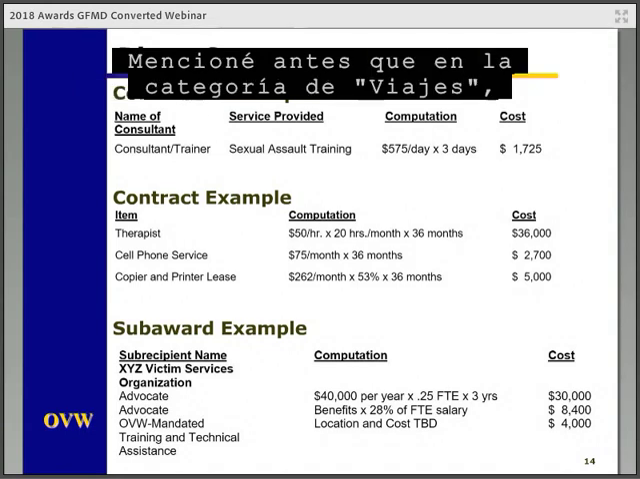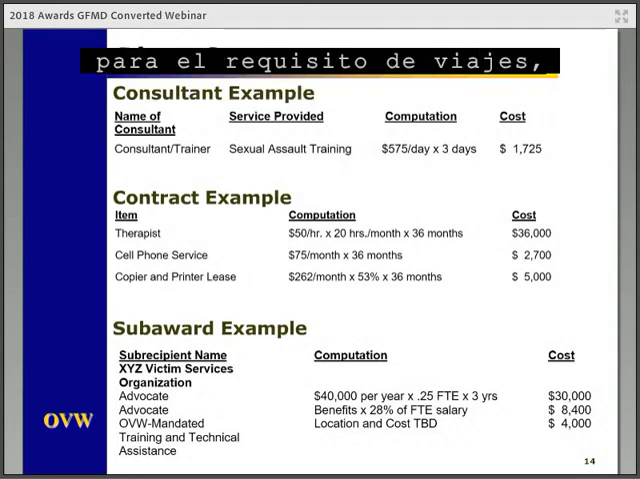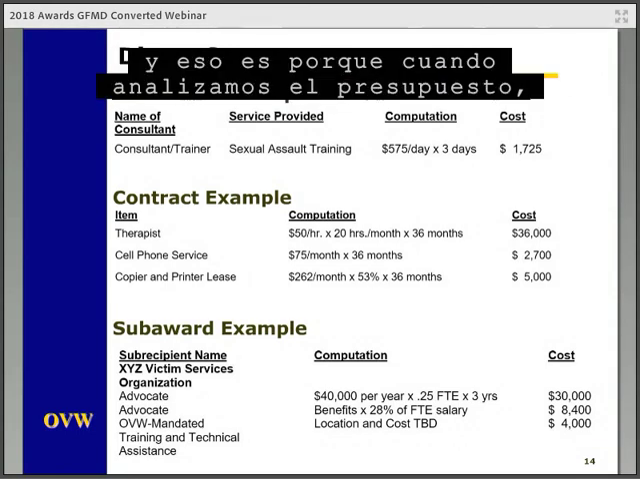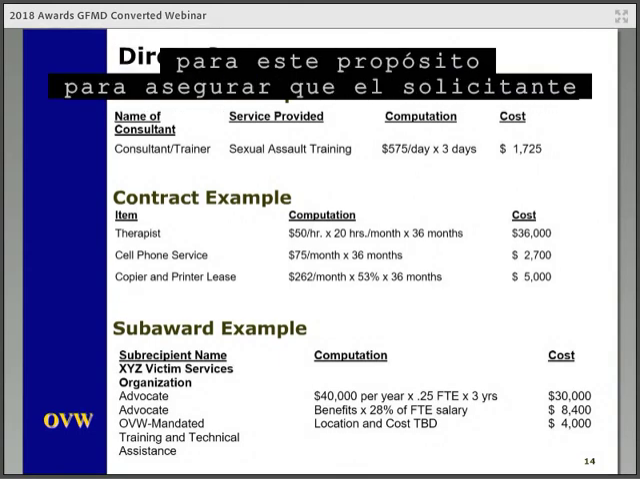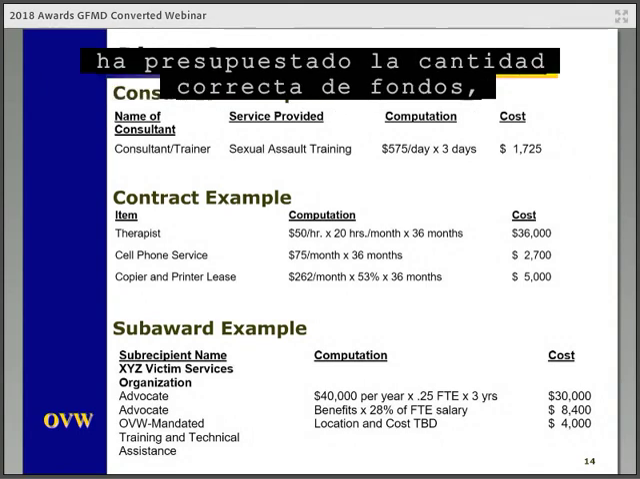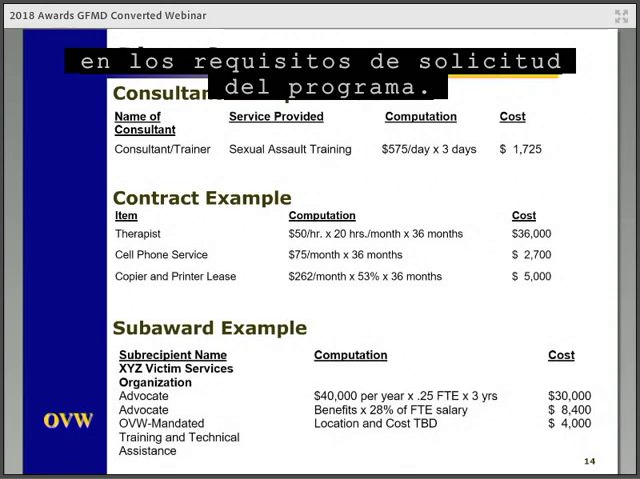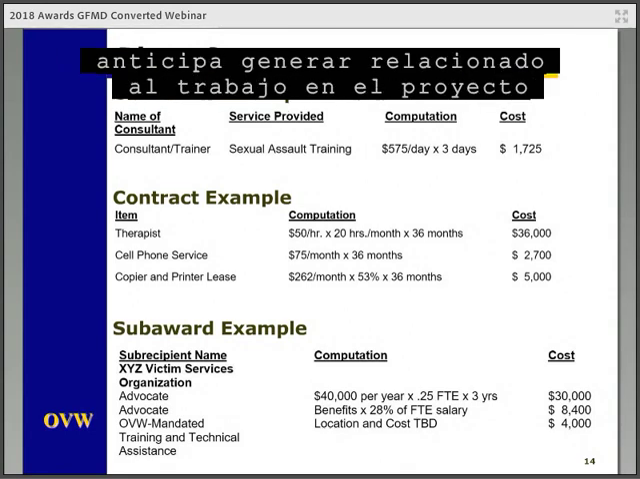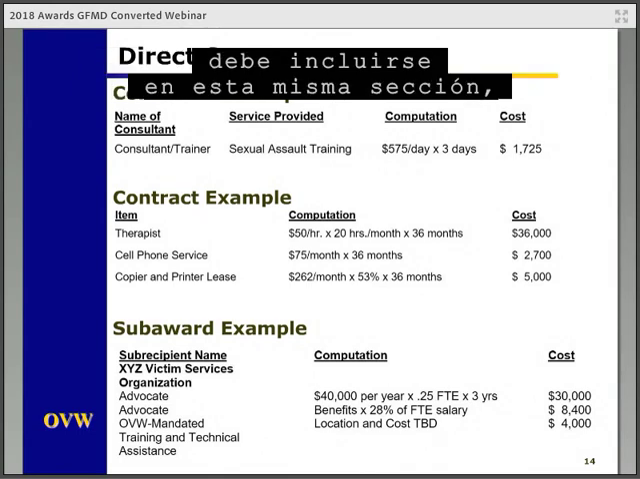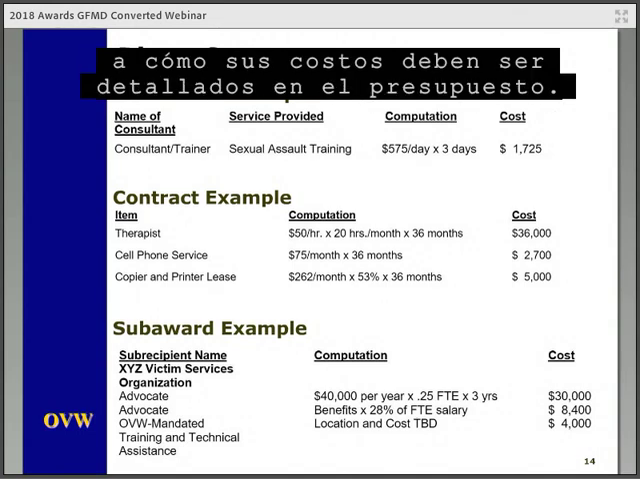I mentioned earlier in the travel category how important it is to use the correct title for the travel requirements. And that's because when we review the budget, we add up all the costs that are identified for this purpose to make sure the applicant has budgeted the correct amount of funds, which are based on the program solicitation requirement. Any other costs that the subrecipient anticipates incurring related to their work on the project should be included in this same section, and you would break them down using the same principles applied to how your costs need to be detailed in the budget.